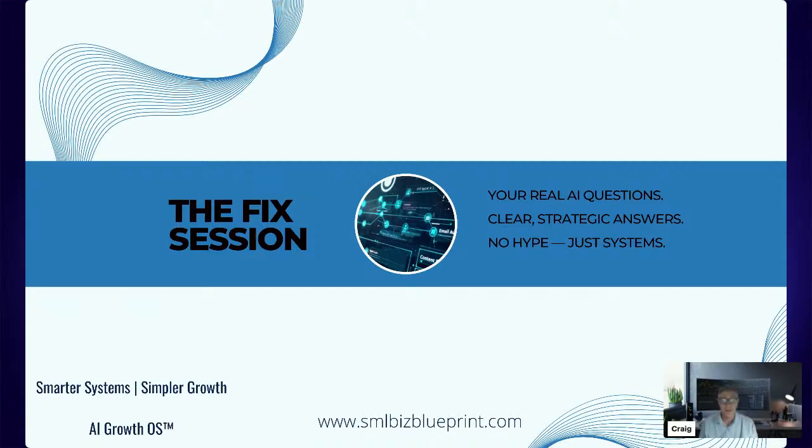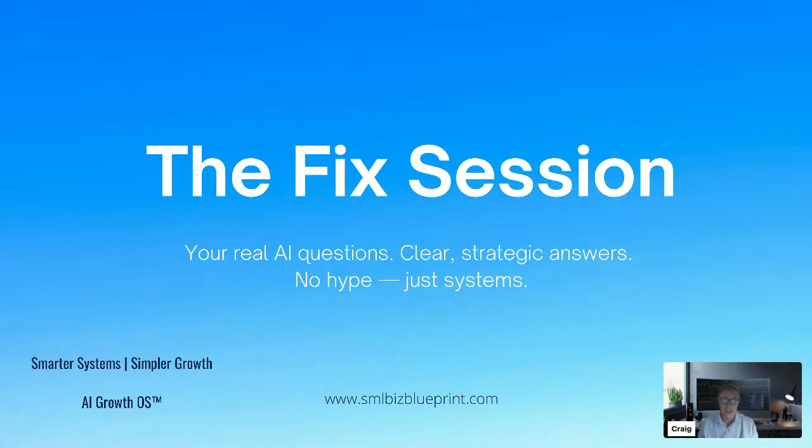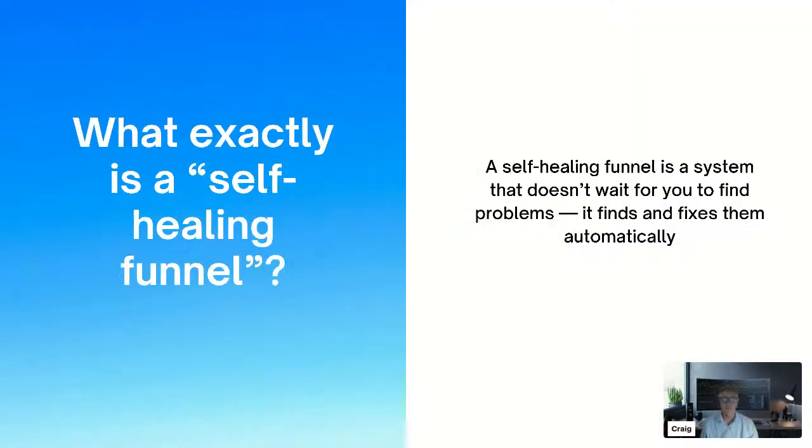This week's questions all came from our Wednesday AI shift session, where we focused on funnels that fix themselves. That's where we talked about how to build systems that don't just automate, but actually repair themselves when things go wrong. So today we are going to tackle the 5 key questions that came up after Wednesday's session, from what a self-healing funnel even means to how you can start building one without writing a single line of code. So let's jump right into the questions.